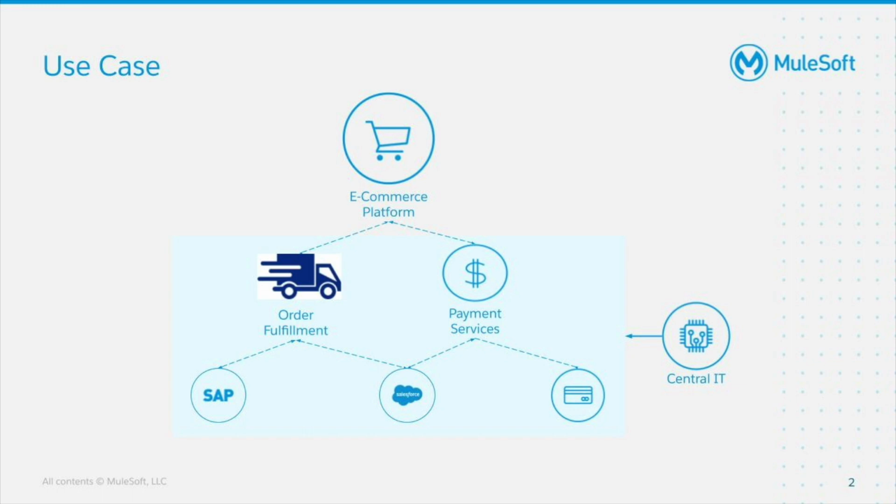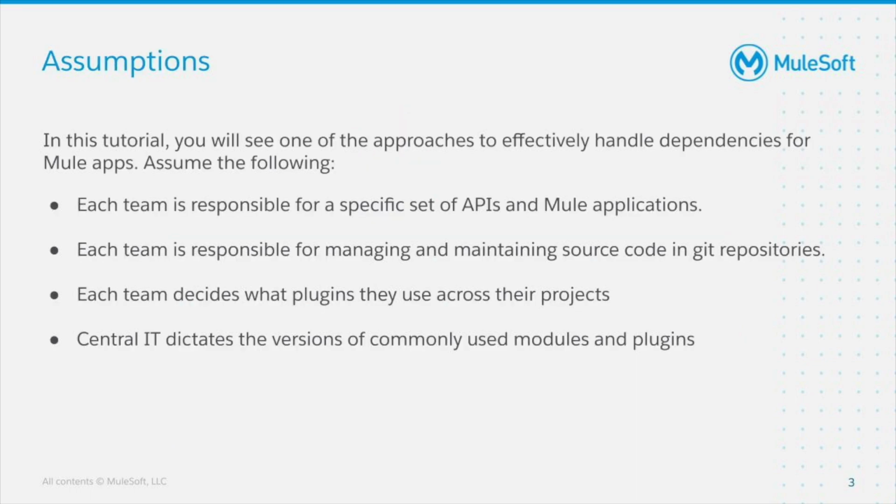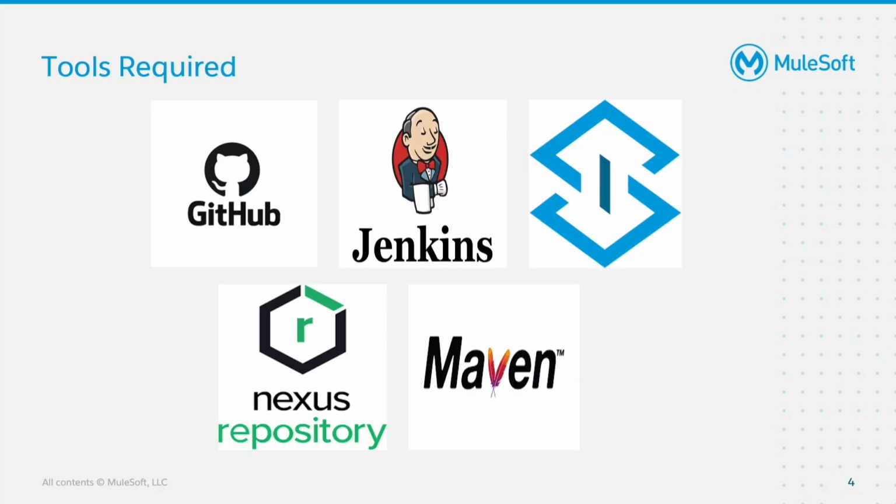Each team must adhere to corporate governance standards such as Git repository organization and branching strategies, which is a poly repository model in this case. As we understand the current scenario and the organization structure, we assume the following: that each team is responsible for building a specific set of APIs and Mule applications while also maintaining their source code in Git repositories. Each team decides the plugins they want to use, while the central IT dictates the versions of commonly used modules and plugins. To get started with the course, the following technology setup is required.